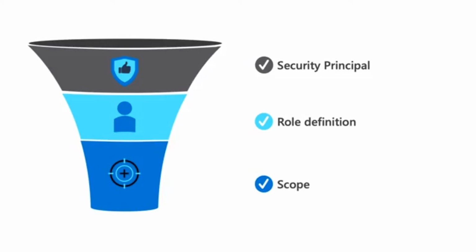When you assign a role, you can further limit the actions allowed by defining a scope. This is helpful if, for example, you want to make someone a website contributor, but only for one resource group. Let's explore roles in a little more detail now.